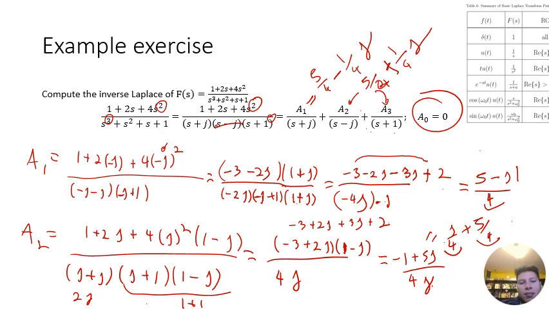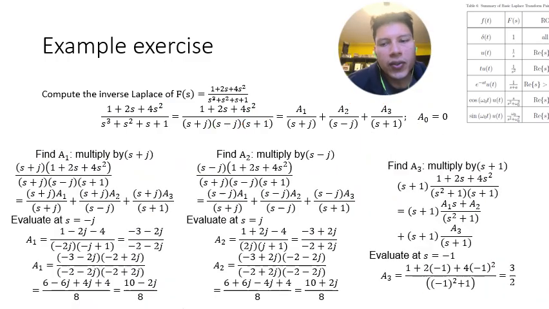Okay, so that's basically how you do these. As you can tell, there's a lot of arithmetic, but it's not really that complicated as long as you follow the heuristic. Here I show the derivations on the previous slide much more cleanly, but the same idea applies. Multiply by j plus 1, evaluate at negative j. Multiply by j minus 1, evaluate at j. Multiply by s plus 1, evaluate at negative 1. That's going to give you the three coefficients. Once you have the coefficients, you get the inverse Laplace, and then you're done.